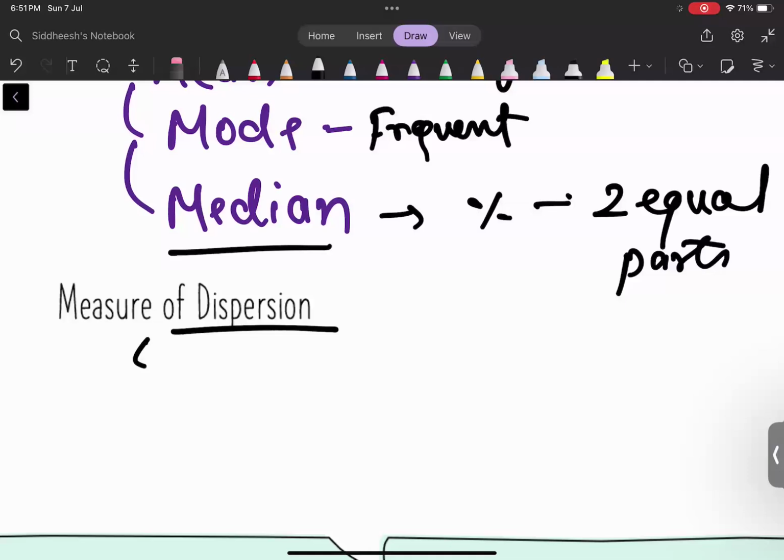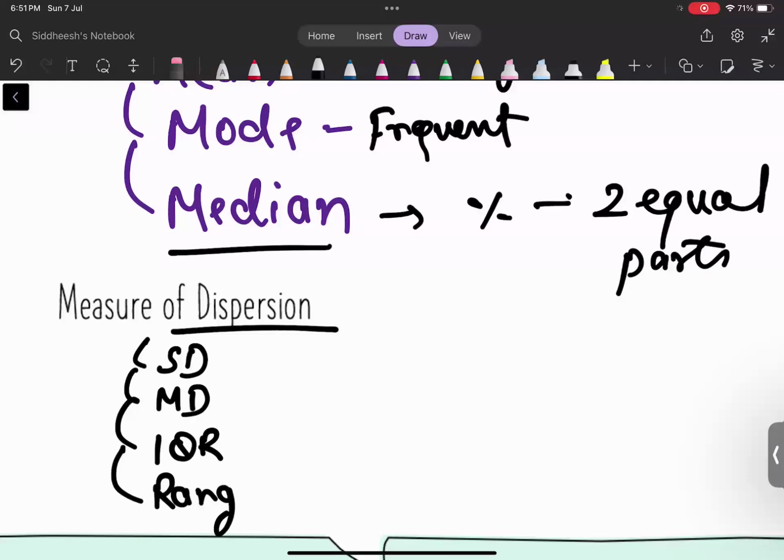It contains standard deviation, mean deviation, interquartile range. It contains range also. Now for research, we are reporting standard deviation but not mean deviation. Can someone tell me why?